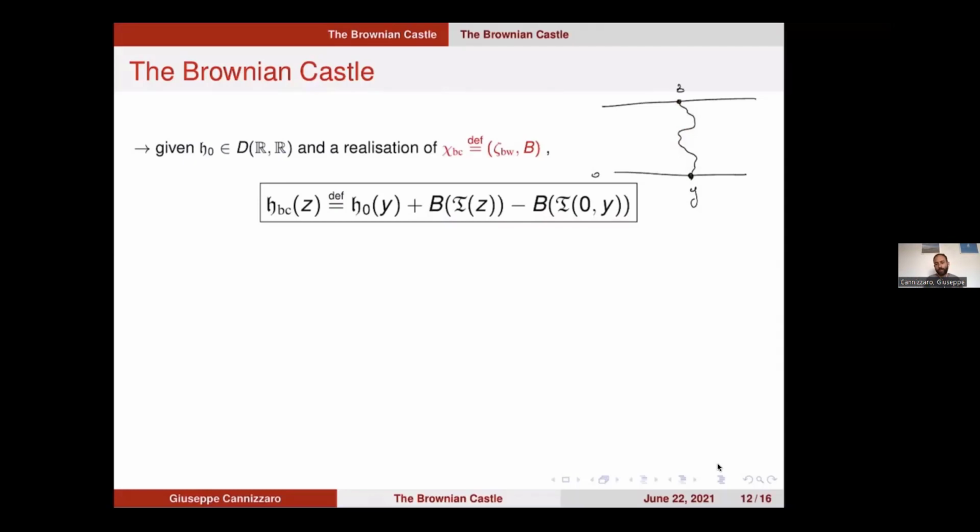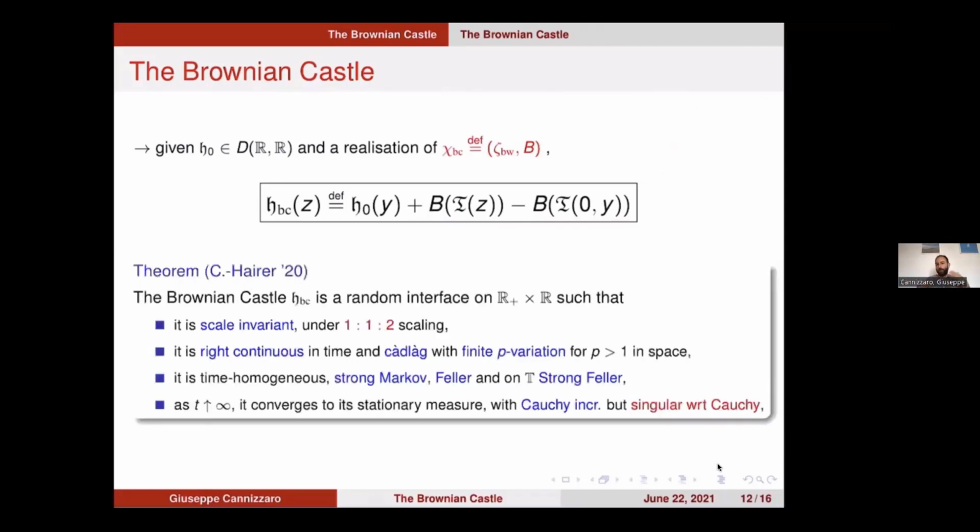And why is this characterization convenient? Well, it's convenient because we can prove a number of properties for the Brownian castle. We can say that this is indeed scale invariant under the 1-1-2 scaling. It is right continuous in time, but it doesn't have left limits, and this is a point I would like to clarify next. And it is Cadlag, so for any fixed time, it's Cadlag. And it has finite p-variation for any p strictly bigger than 1. It is a time homogeneous strong Markov-Feller process, and it's also strong Feller if restricted to the torus, if you look at the periodic version. And at last, if I simply let t go to plus infinity, this process converges to its stationary measure. And this stationary measure has Cauchy increments, but is singular with respect to the Cauchy process.